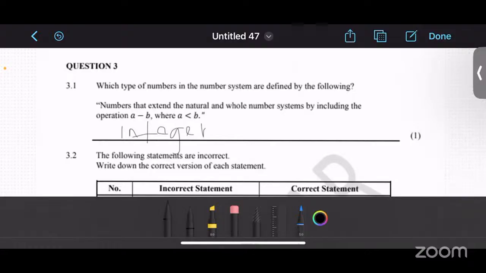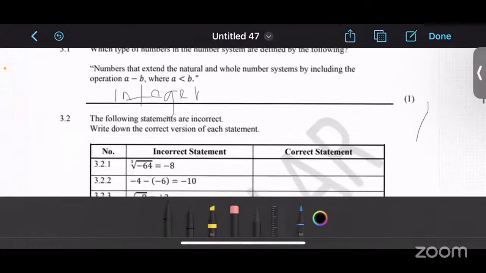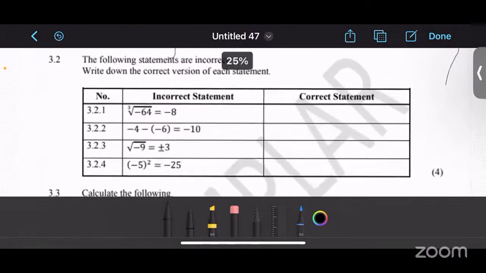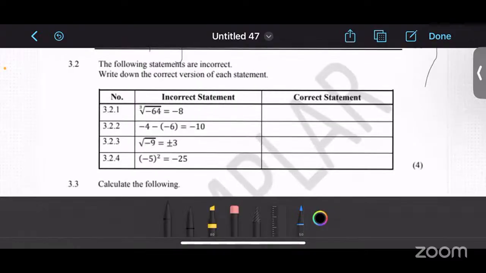Okay, let's move to the next question. The next question says: the following statements are incorrect. Write down the correct version of each and every statement. The first statement that we have here, Busisiwe, is: cube root of negative 64 is equal to minus 8. What is the correct version of it?